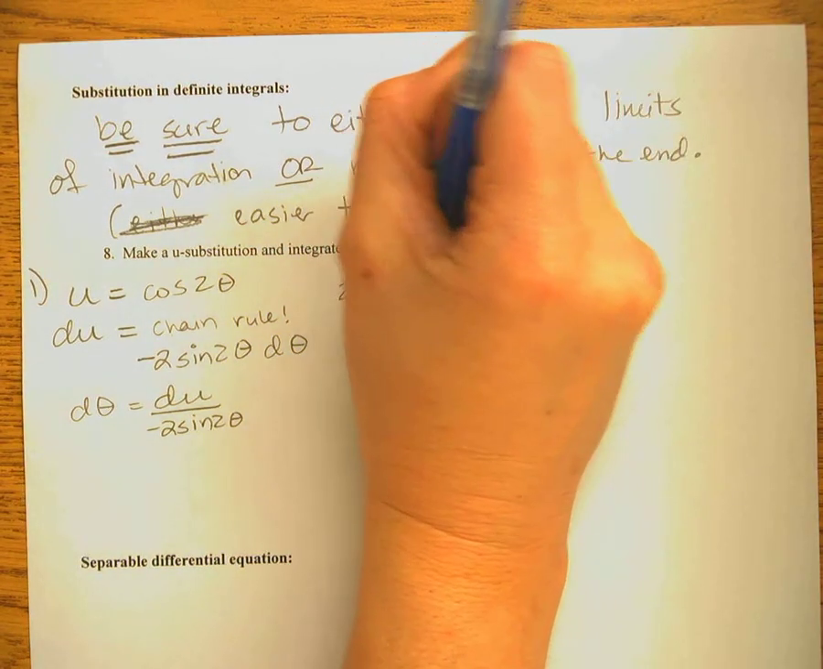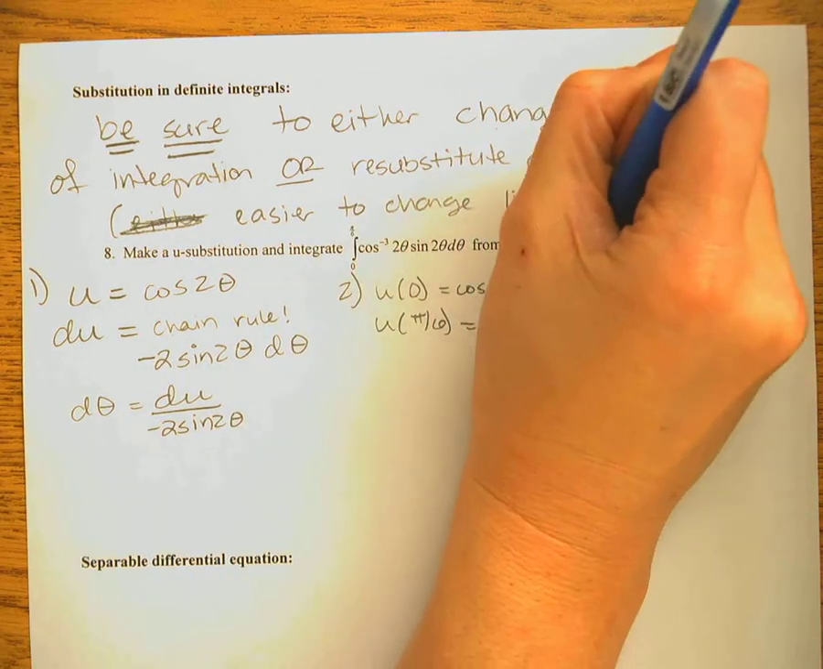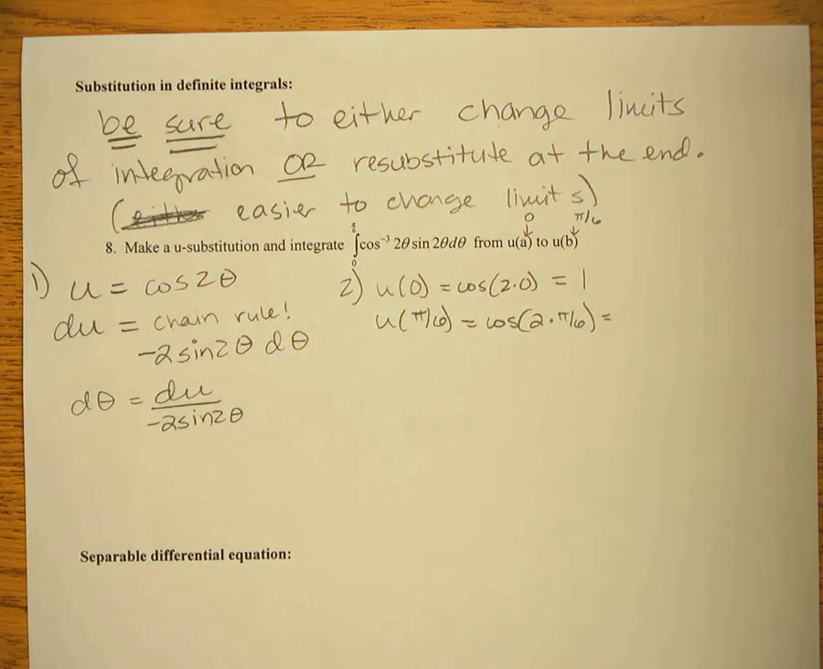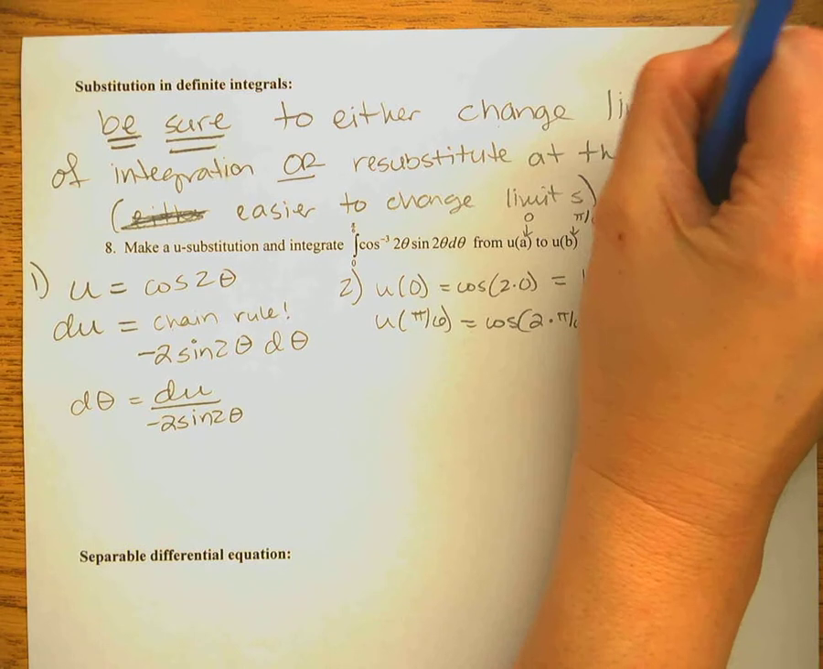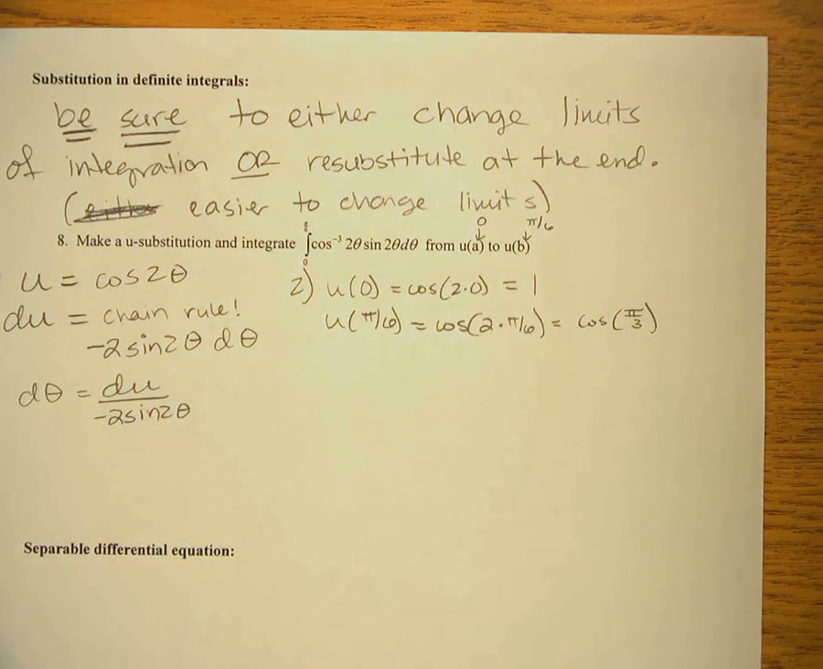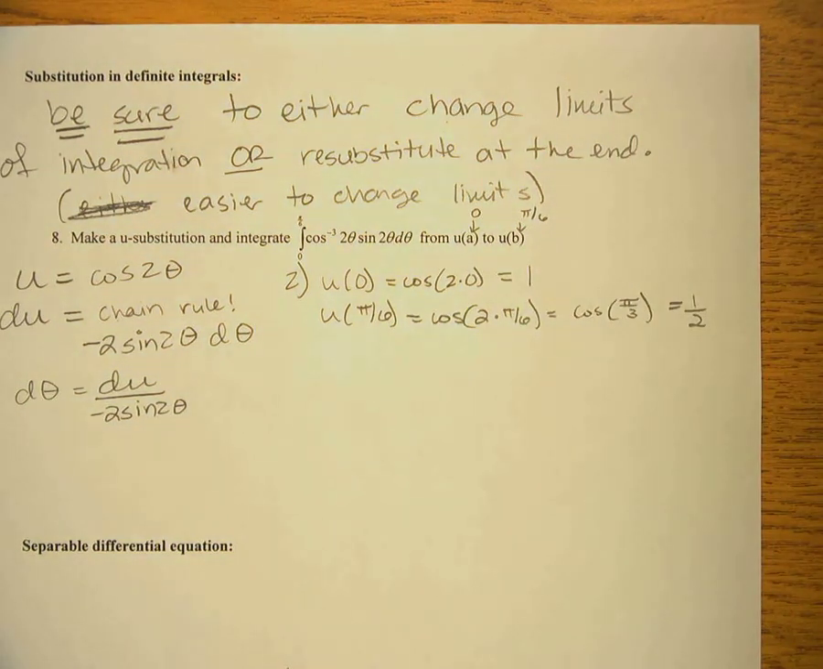And then u of pi over 6 is cosine of 2 times pi over 6, which would basically be cosine of pi over 3. I'll write that down. And cosine of pi over 3 is 1/2. Okay, so we changed the limits of integration.